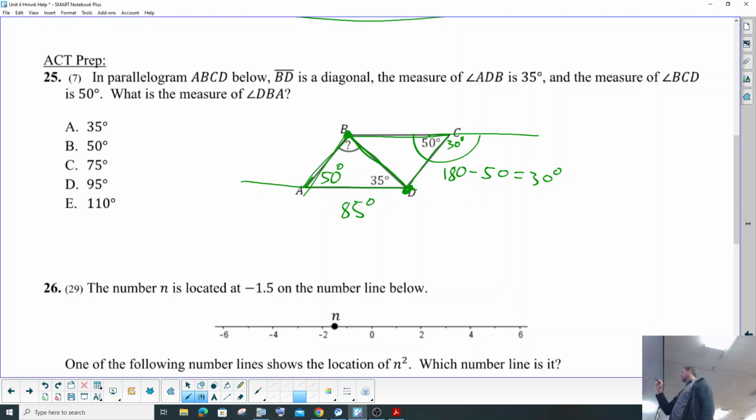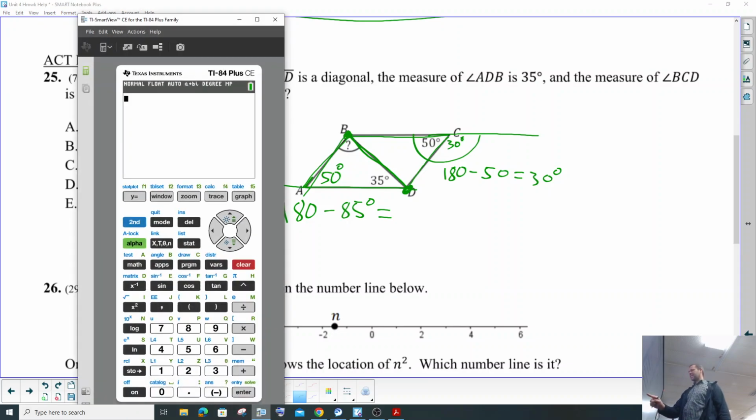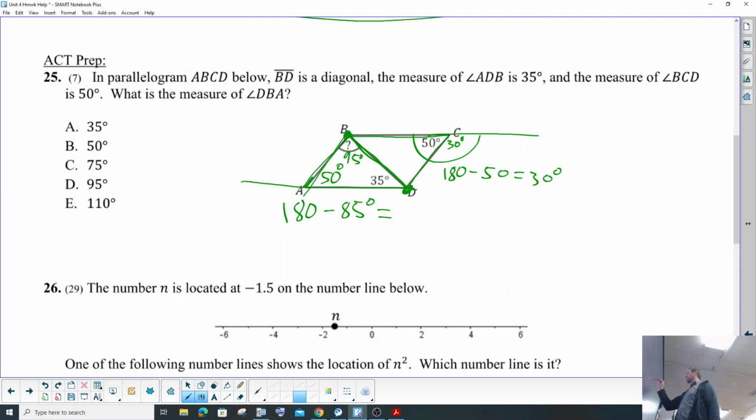And so then we have to do 180 degrees minus our 85 degrees. And so if we minus those together, 180 minus 85, what do we get? We get 95 degrees. Way-oh, 95 degrees. We just had to remember that those two angles were congruent, and that is D.